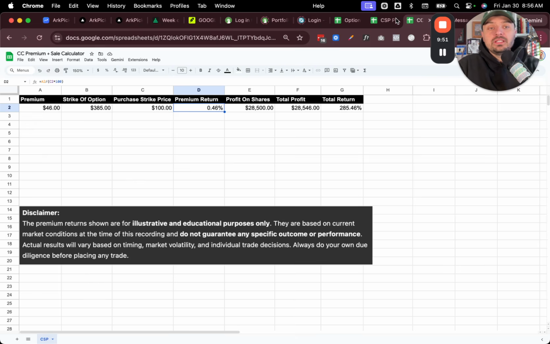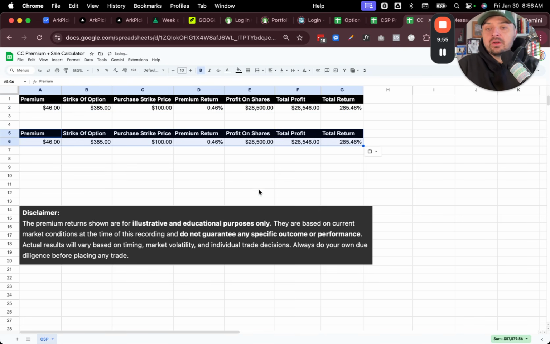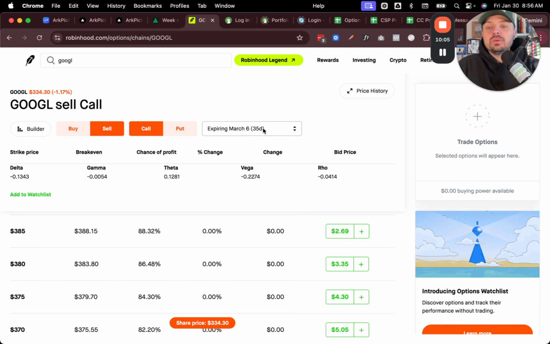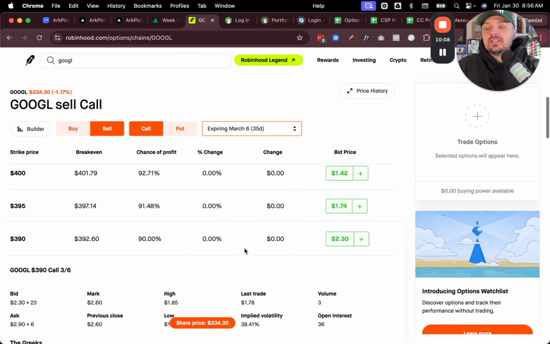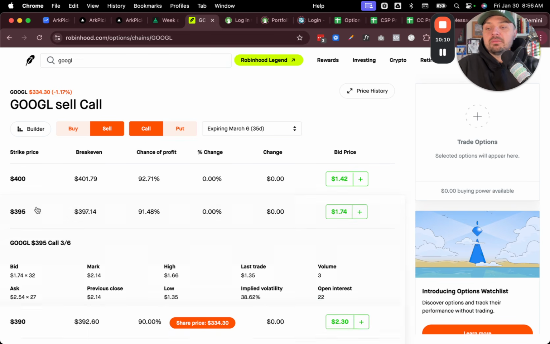So I will literally take this premium calculator, copy it, paste it right here, and then I'm going to compare. This is my weekly, right? And then I'm going to go look at my monthly. Your monthlies typically will be lower, right? That's just the way it is. You are taking on a little bit more risk going weekly, right? So let's go take a look at the 395s even on the monthly, right?